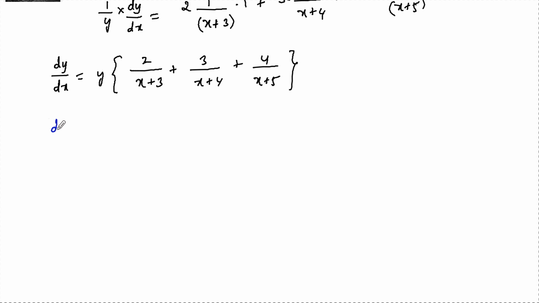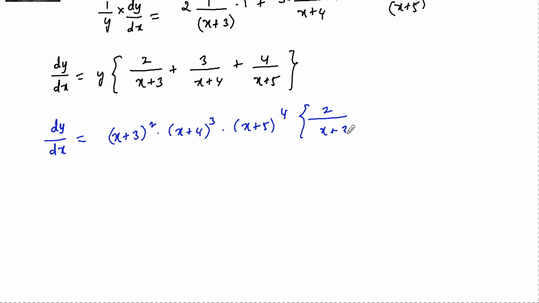Okay, let's write dy by dx is equal to y. So y is nothing but (x + 3)² into (x + 4)³ into (x + 5)⁴ into 2 upon x + 3 plus 3 upon x + 4 plus 4 upon x + 5.